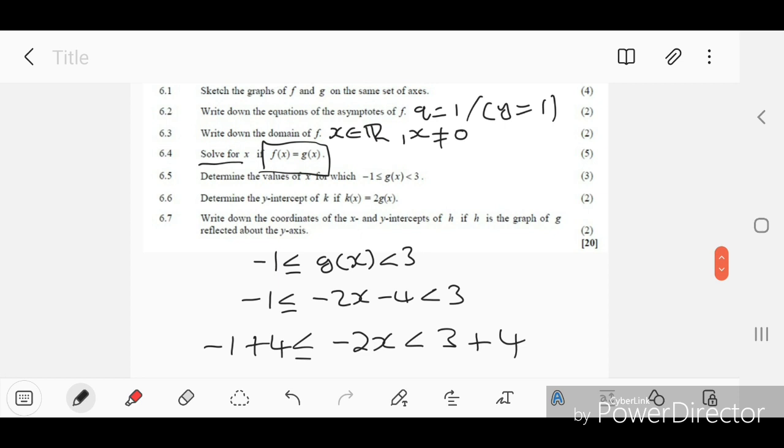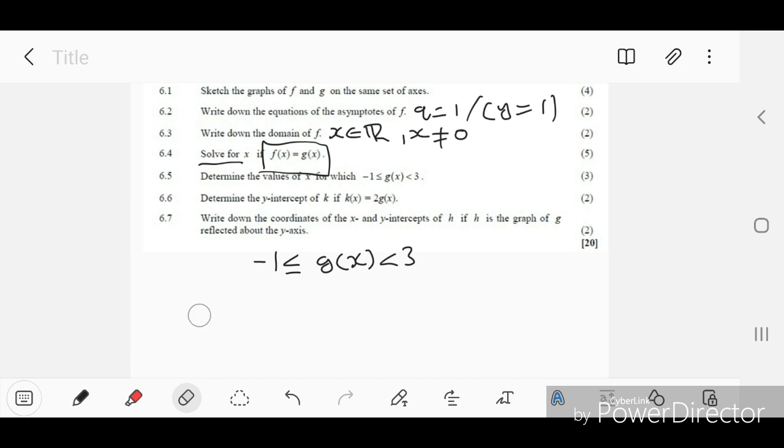Okay, so now they are saying determine the y-intercept of k. The y-intercept of k, if k of x is equals to 2 of g of x. Okay, so I'm gonna erase this.